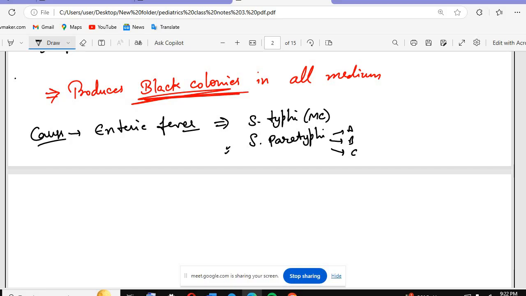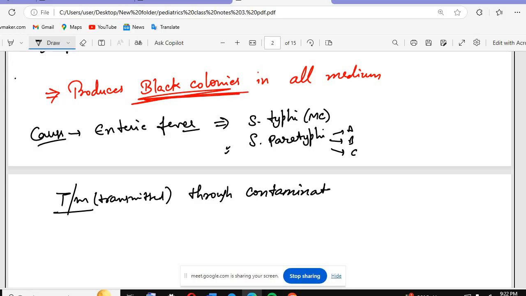How does this salmonella transmit? They are transmitted through contaminated food and water. Or we can say the route is the feco-oral route. Feco-oral route, because it means the contaminated food and the water itself.